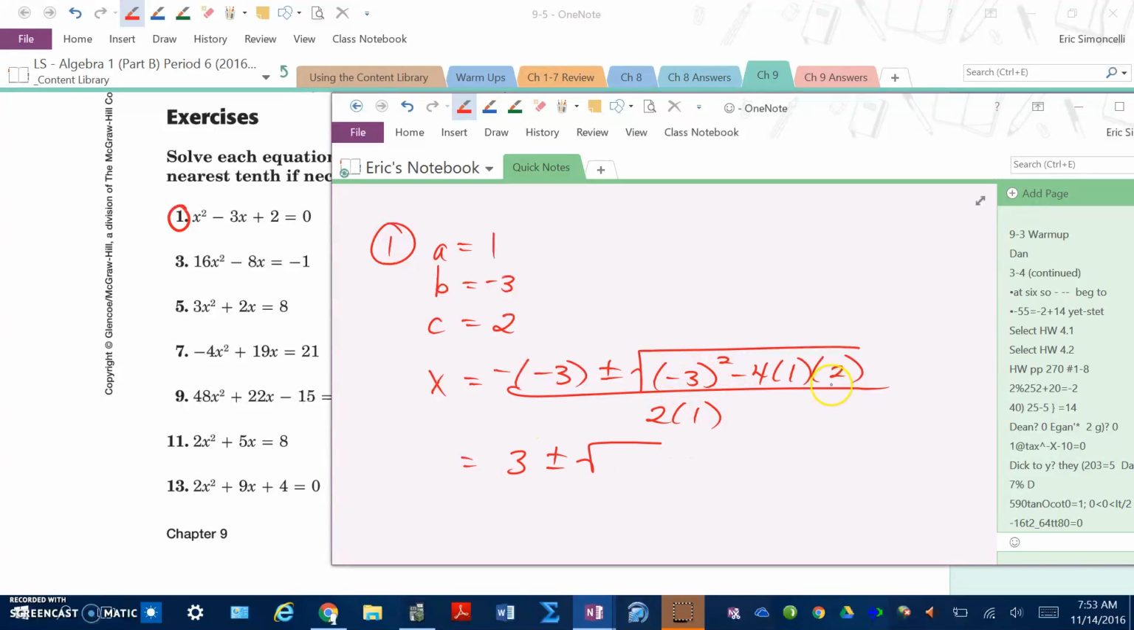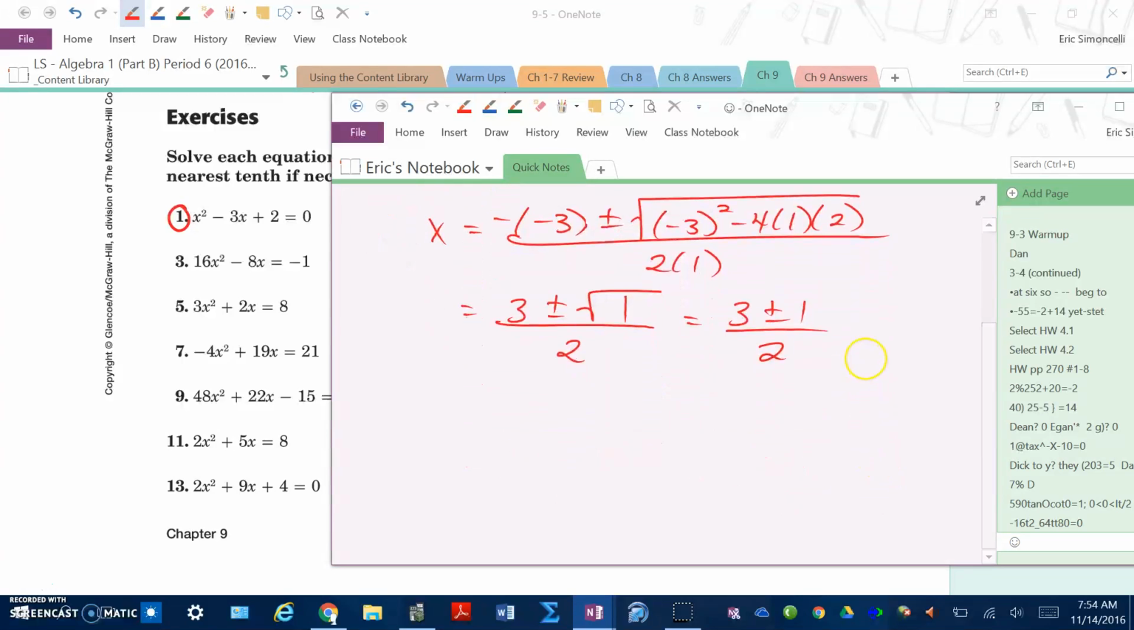Let's think about how this radicand is going to take shape. -3 quantity squared is 9. 9 minus 4 times 1 times 2, or 8. So 9 minus 8, simply 1, still all over 2. And we'll continue here by identifying that the square root of 1 is just 1. We are going to have two answers. Two answers take shape accordingly. We shall have 3 plus 1 over 2 and 3 minus 1 over 2.